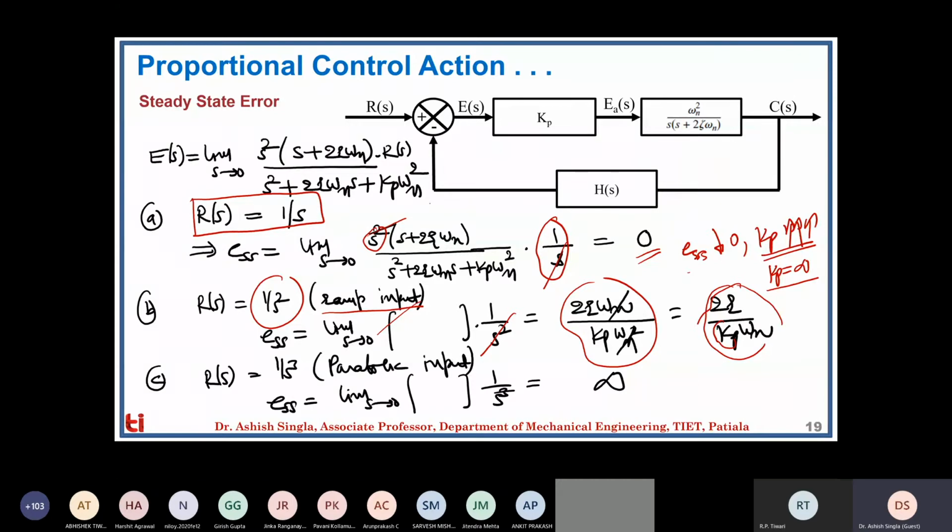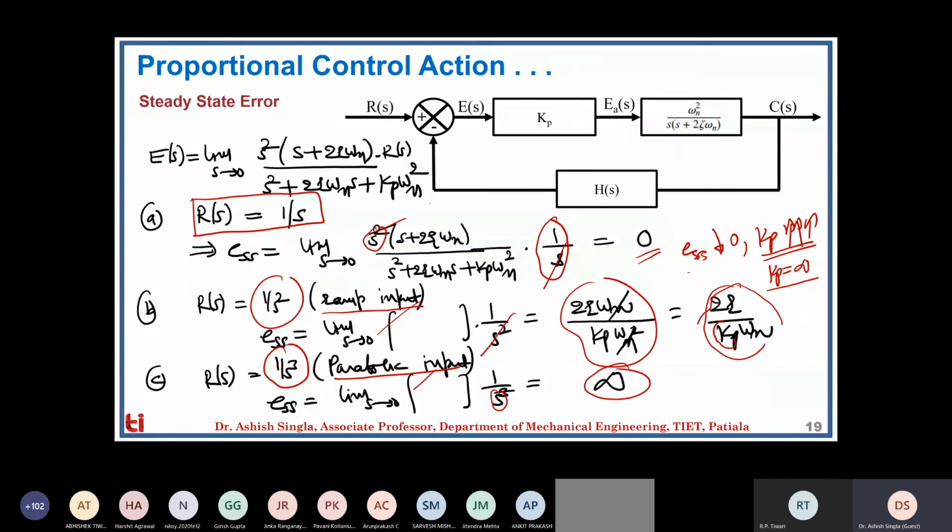So that's why we have to live with this. So the crux is that for any kind of ramp input, the proportional control action is bound to have a steady state error. And if we take the next input as the parabolic input, where the Laplace transform is 1 by s cube, you can see 2 s will cancel out from the numerator and there is still 1 s left in the denominator, which will make the steady state error go to infinity.